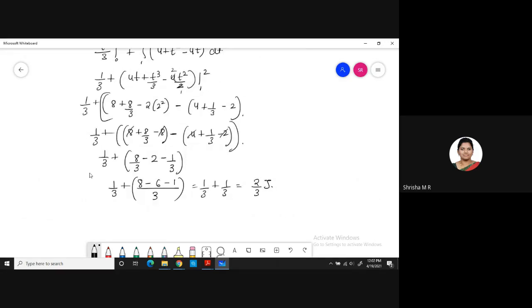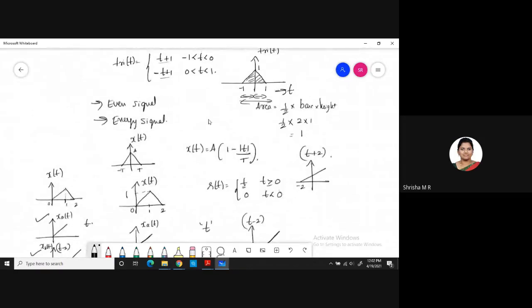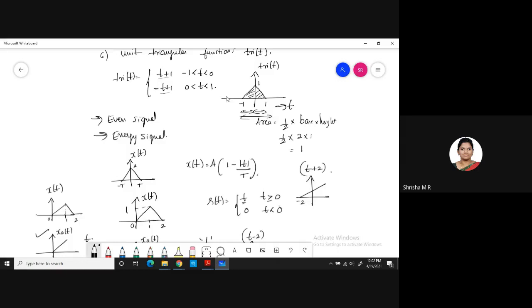I'll just brief once. I have just explained a signal from 0 to 2. So what if it's the other side? If the signal starts from 0, the equation for that is t. If it starts from minus 1, what is the equation for that? t plus 1. Yes, so I have written this as t plus 1 between minus 1 to 0 and it is minus of t plus 1 from 0 to 1. Got it everyone?